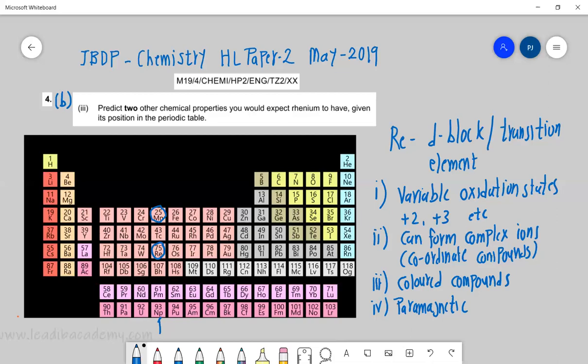But I hope this is clear. Even though they had asked us to indicate only 2 properties, here we have described around 4. So quite simple.